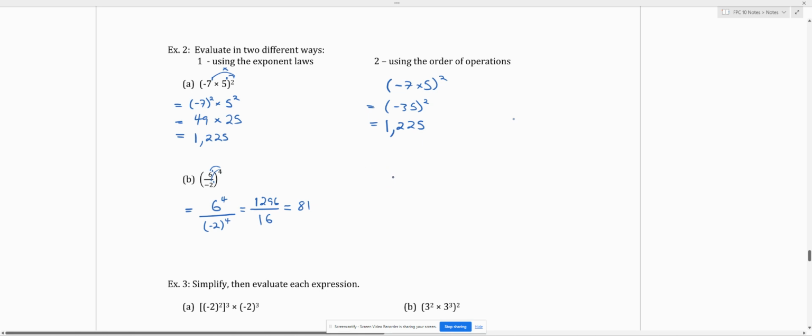And over here, I'll rewrite the question is 6 over -2 raised to the power of 4. So if I did BEDMAS this time, I need to do division inside here, which is going to give me -3. 6 divided by -2 is -3. And that final result, -3 times itself 4 times, is going to give me 81. We get the same answer, whether we use BEDMAS or exponent laws.